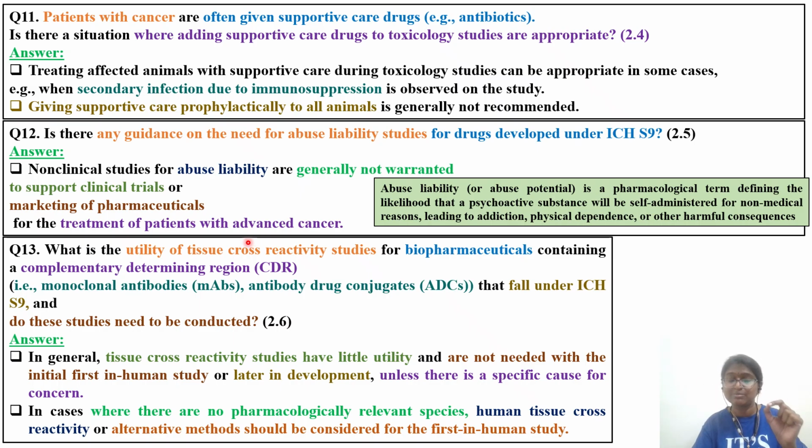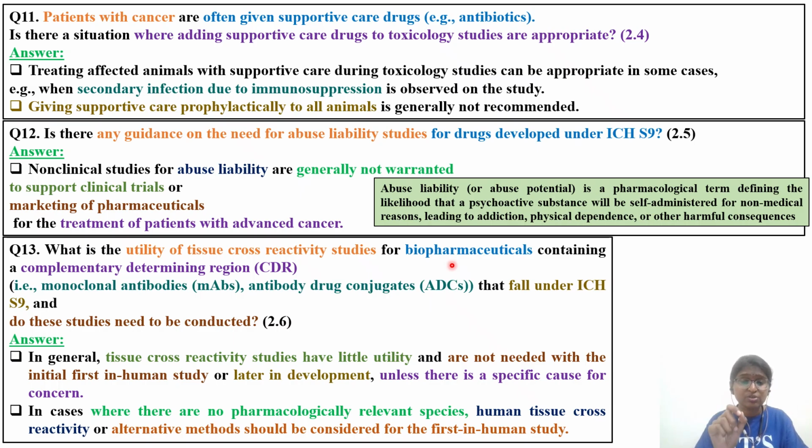Next is question number 13. Question number 13 is, what is the utility of tissue cross reactivity studies for biopharmaceuticals? As I told you, most of these anti-cancer drugs are tyrosine kinase inhibitors, JAK kinase inhibitors, or ALK inhibitors. Some of the origin is not like traditional drugs, but these are aptamers, oligonucleotides, peptides, proteins, antibodies. The nature of these molecules is like that. So these are biopharmaceuticals or biotechnology derived products.